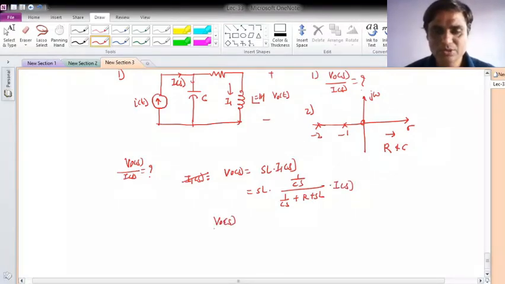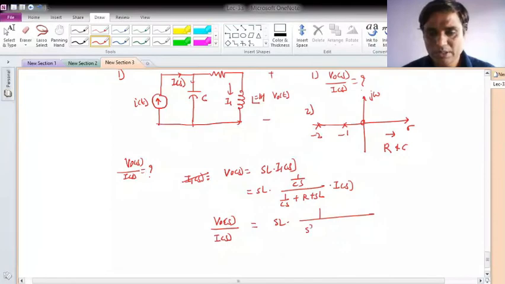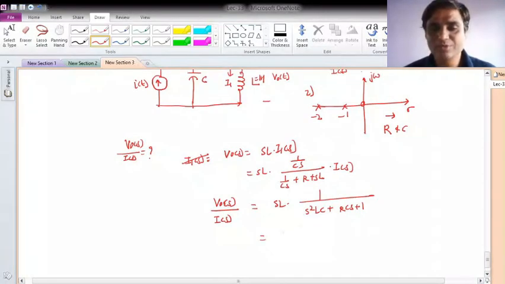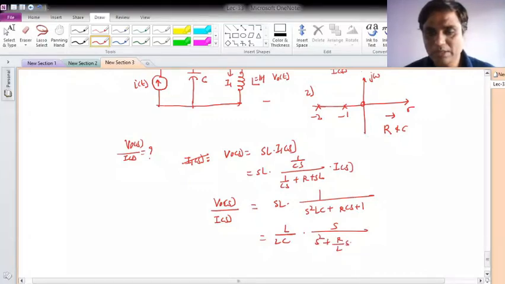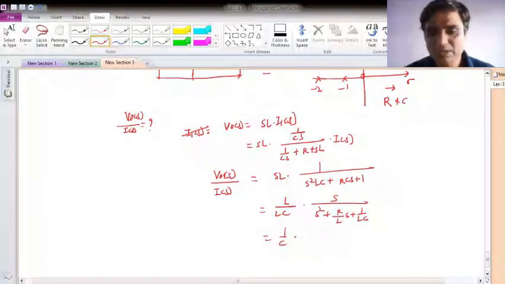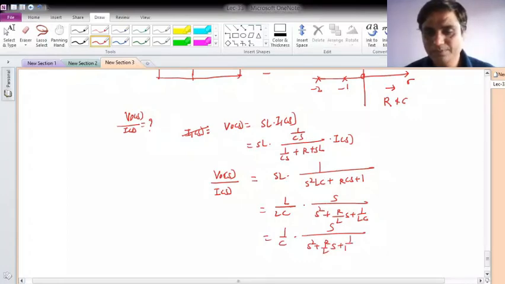I'll shift I of s to the left side, so V0 of s upon I of s will be sL into Cs canceling, so it will be s square LC plus RCs plus 1. Then let me take the leading coefficient equal to 1, so it will be (1 over C) times s over (s square plus R by L s plus 1 over LC).